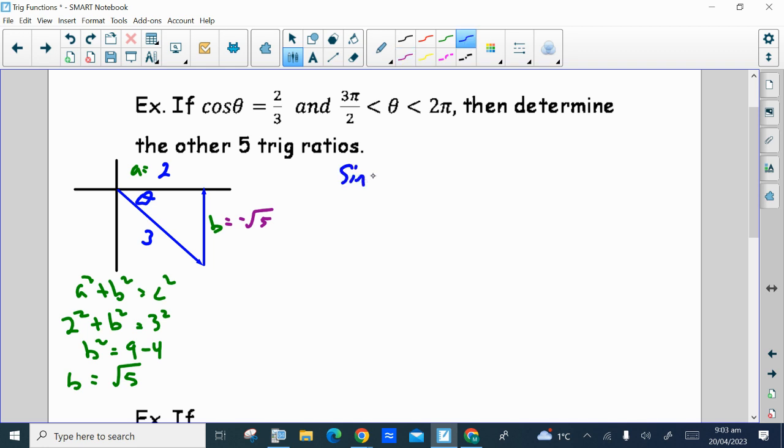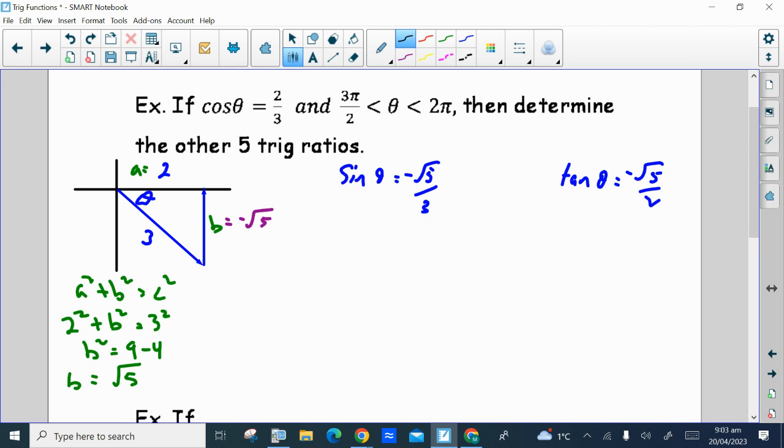So we've got the sine of theta, which again is opposite over hypotenuse. It'll be negative root 5 over 3. We already have our cosine of theta given, so now we need the tan of theta. Opposite over adjacent will be negative root 5 over 2.